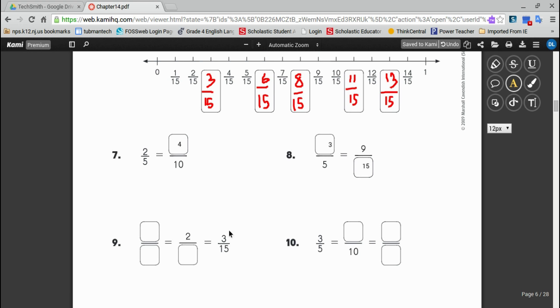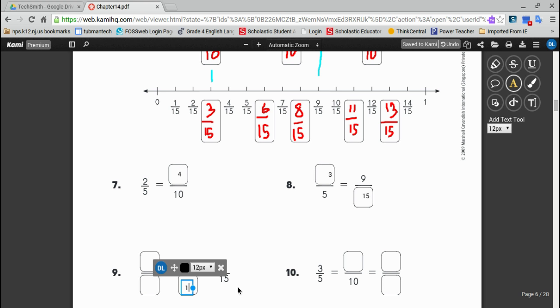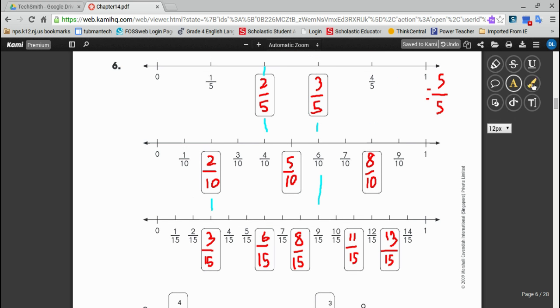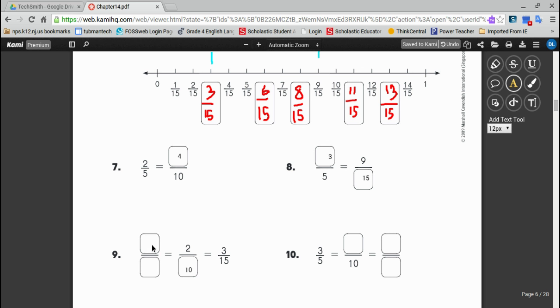Let's keep going. 3/15 is the same thing as 2 over blank, which equals blank over blank. So let's look at 3/15 first. 3/15 is the same as 2 over 10. And 2 over 10 is the same thing as, let's look right up top, 1 over 5, or 1/5.